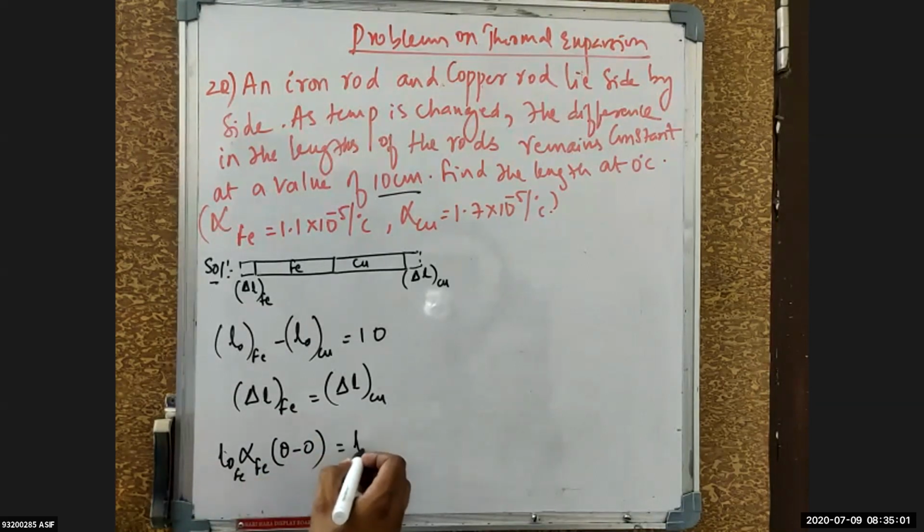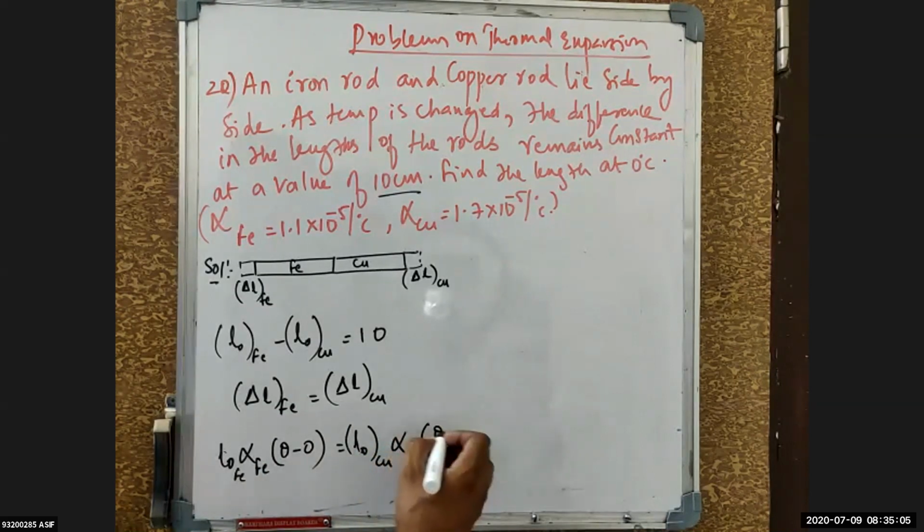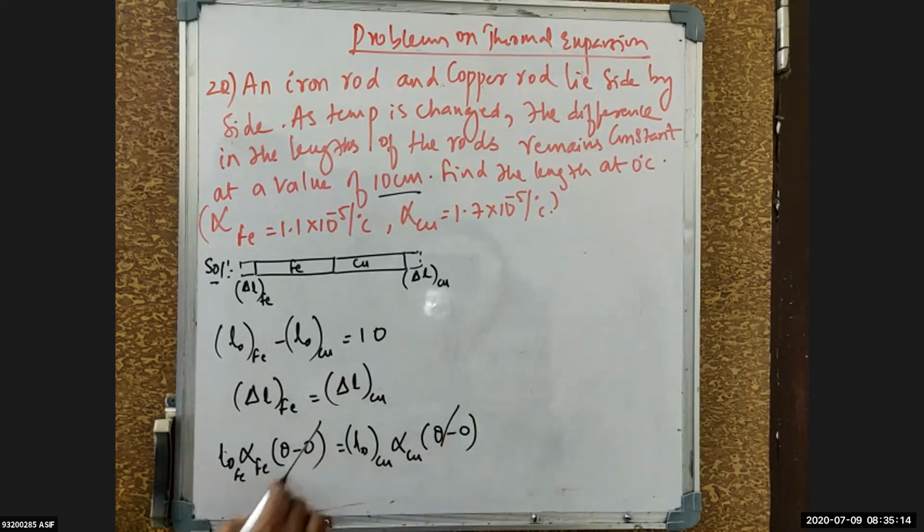That must be equal to the initial length of your copper into alpha of your copper into the temperature difference, which is nothing but theta minus theta naught. So in this one, what is getting cancelled? You see, this one and this one is getting cancelled.